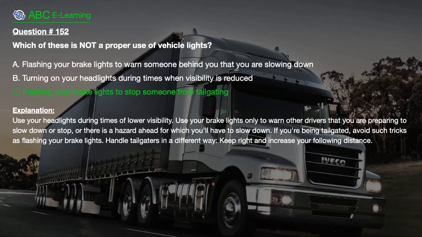The correct answer is here, C. Flashing your brake lights to stop someone from tailgating. Explanation. Use your headlights during times of lower visibility. Use your brake lights only to warn other drivers that you are preparing to slow down or stop, or there is a hazard ahead for which you'll have to slow down.